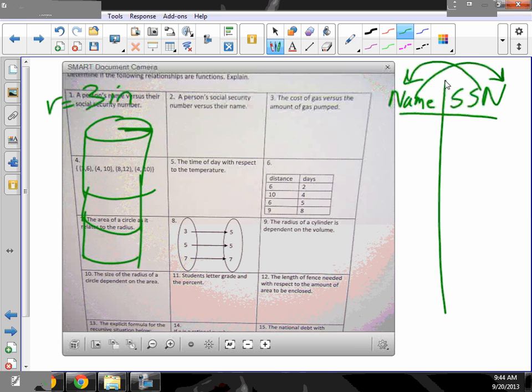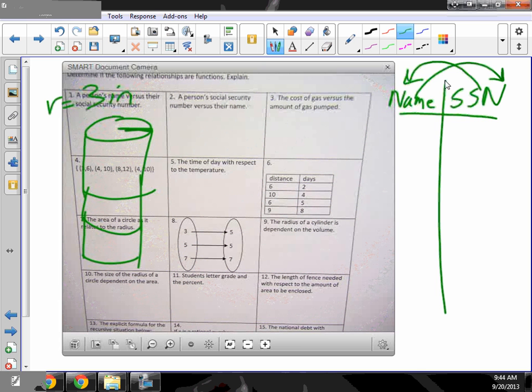Number 10, the size of the radius of a circle dependent on the area. That's the inverse of 7, right? On 7, we said, given area, is there only one radius? And the answer was yes. What if we give you a radius? How many areas are there per radius? Just one, so this is a yes. So 7 worked, and its inverse also worked.